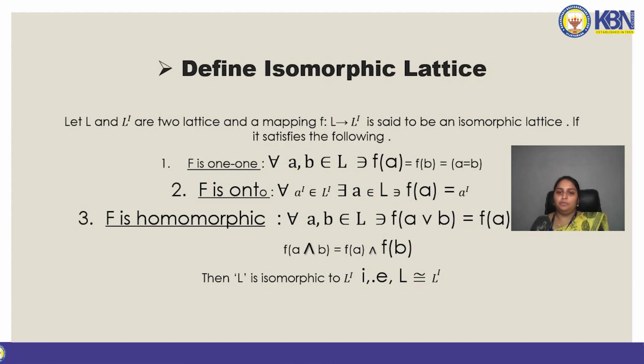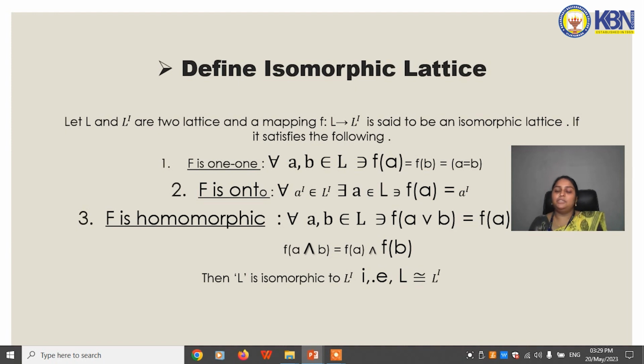First, what is meant by one-to-one? For every two elements, if the images are equal, then the elements should be equal. That is, if F of A is equal to F of B, then A must be equal to B. Then that mapping is called one-to-one. And the next one is onto. What is meant by onto? For every element in the codomain, there should exist an element in the domain. Here the codomain is L dash and the domain is L. So for every A dash belonging to L dash, there should exist an element A belonging to L in such a way that F of A is equal to A dash.